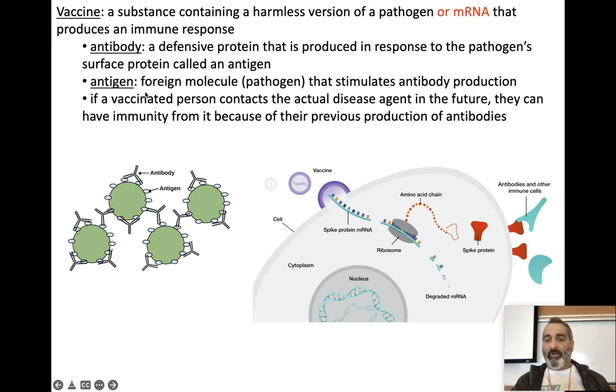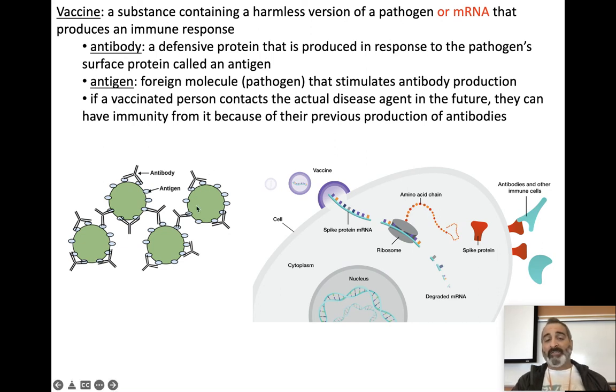So with a typical vaccine, we inject you with a harmless version of the pathogen. Okay. That pathogen is an antigen. It is a foreign molecule. And what did it do? It stimulated antibodies. You made antibodies, which means you had an immune response. So the whole idea of a vaccine is to create an immune response that allows you to make antibodies.